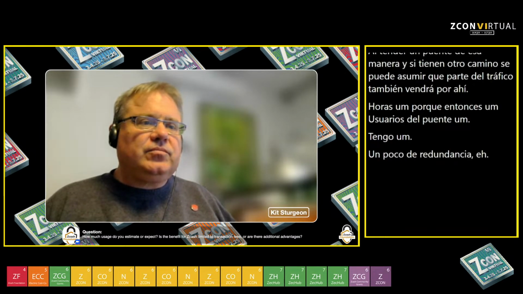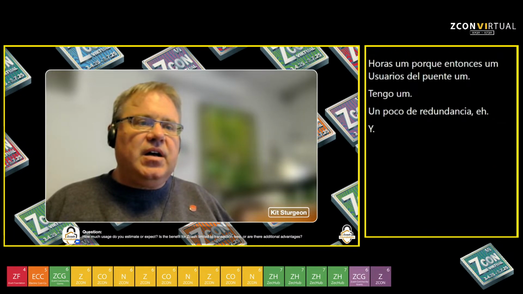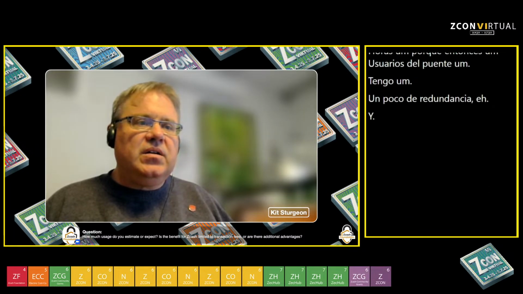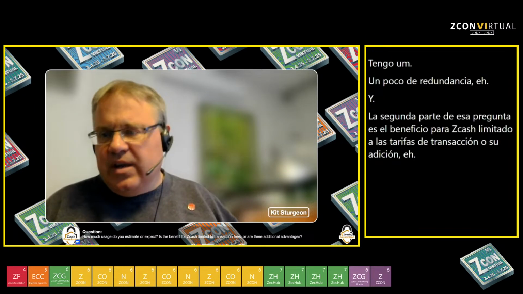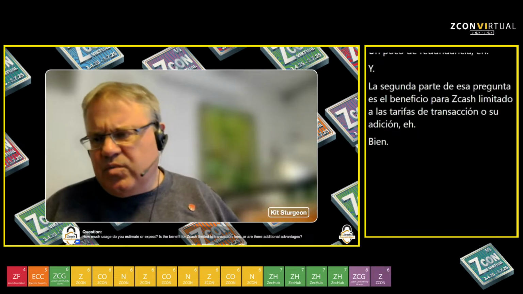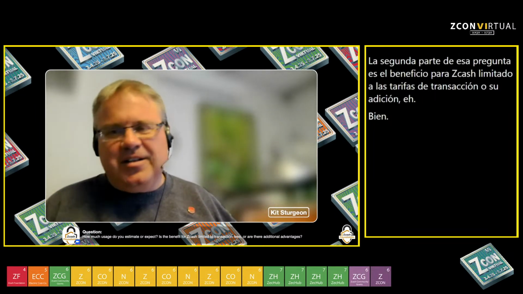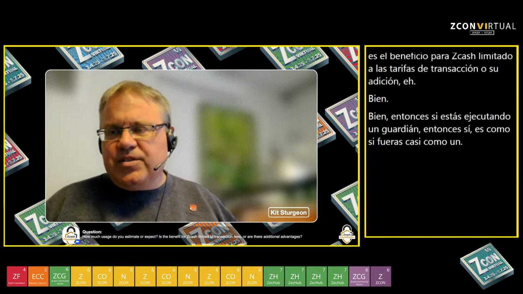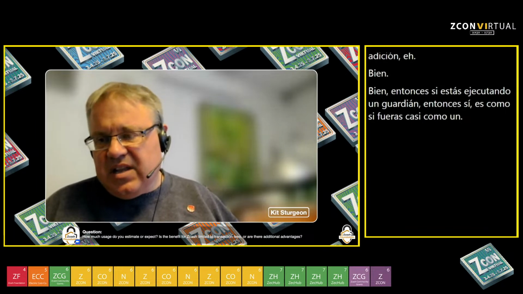And the second part of that question is: is the benefit for Zcash limited to transaction fees, or are there additional advantages? Well, okay, so if you're running a Guardian, then yes, you're almost like a toll booth, or a franchisee, if you will. By holding those RBR tokens, you're allowed to receive revenue, and that's true.